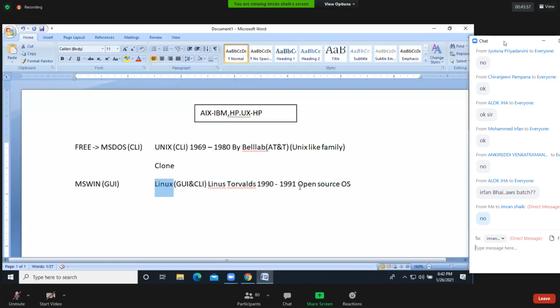Some people are asking about HP and IBM. Actually, we have 800 plus flavors in Linux. Don't worry, I'm going to discuss everything. Don't worry now.